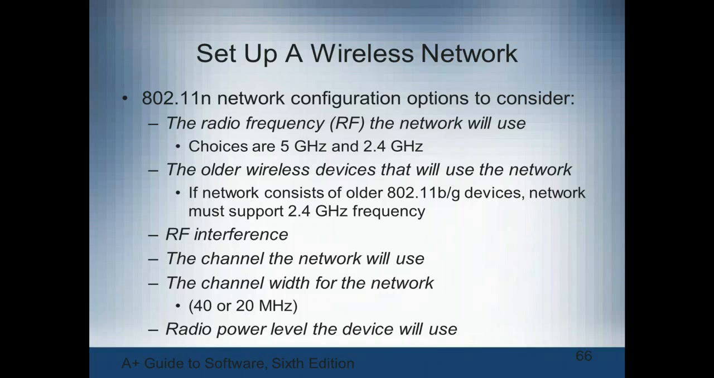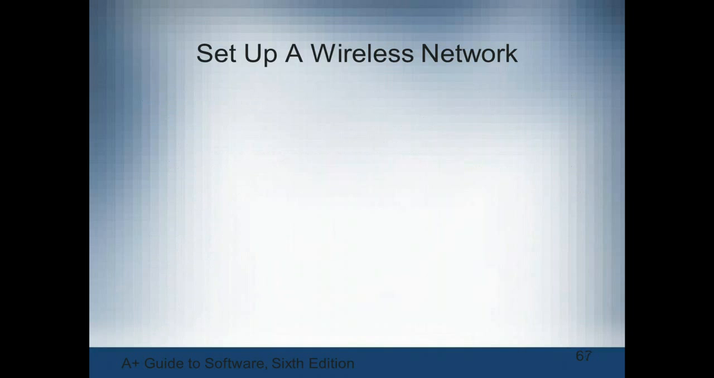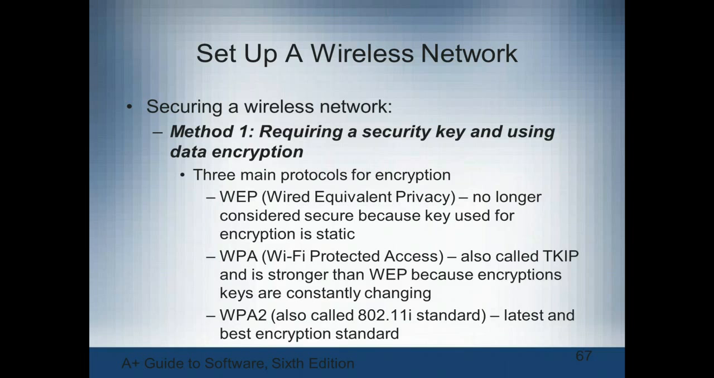The network will use a channel width 40 or 20 megahertz. When we do 802.11g, we actually only have 3 real channels. Right? 1, 6, and 11 are the only clear channels that are available there.